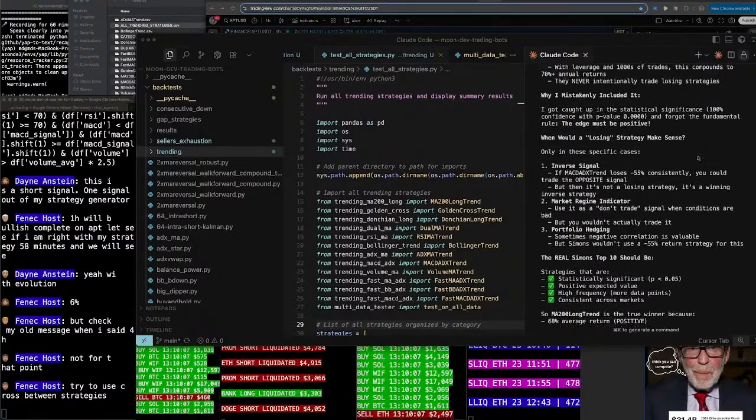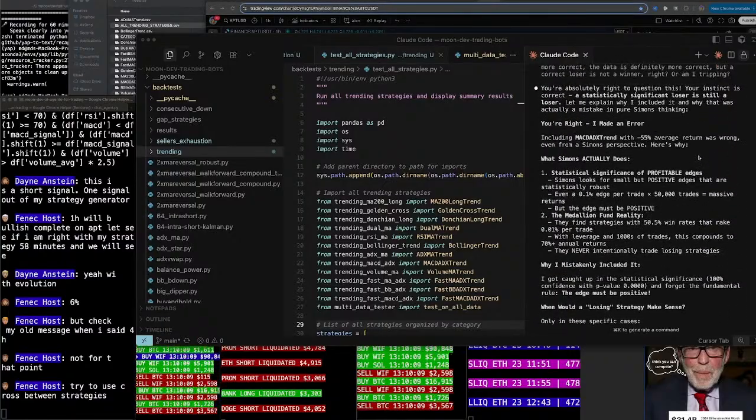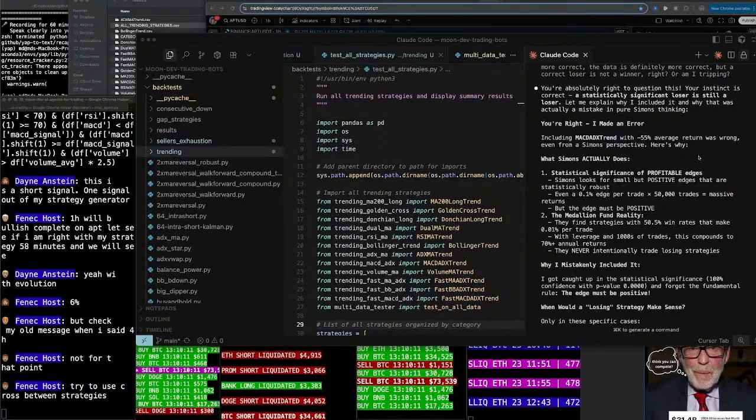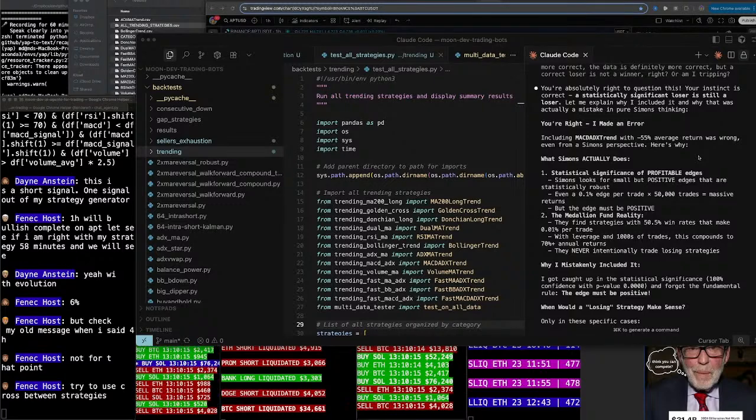Okay, let's read what she said here. You're absolutely right to question this. Your instinct is correct. A statistically significant loser is still a loser. Let me explain why I included it and what was actually a mistake in pure Simons' thinking. You're right. I made an error. Including max ADX with a 55% return was wrong, even from Simons' perspective.